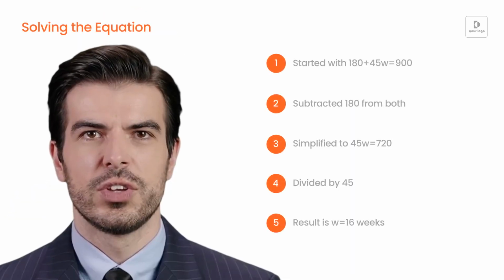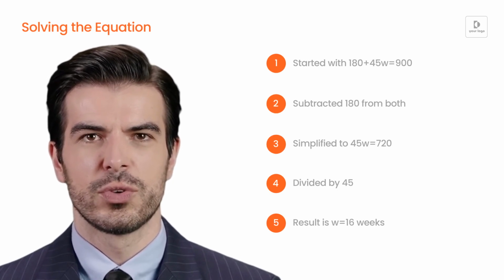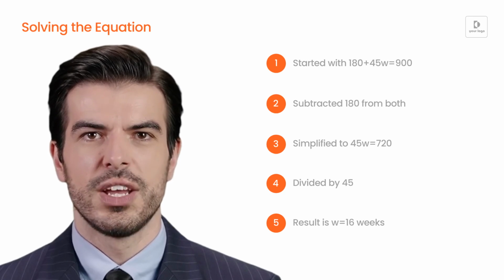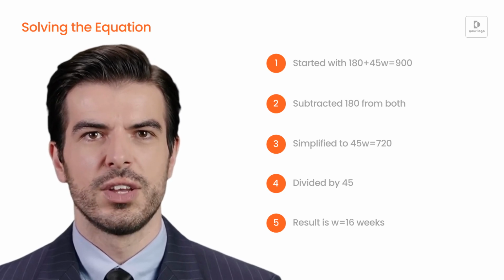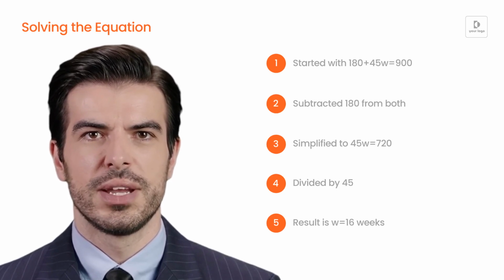To solve the equation, we start with 180 + 45w = 900. By subtracting 180 from both sides, we get 45w = 720. Next, we divide by 45, resulting in w being 16 weeks.